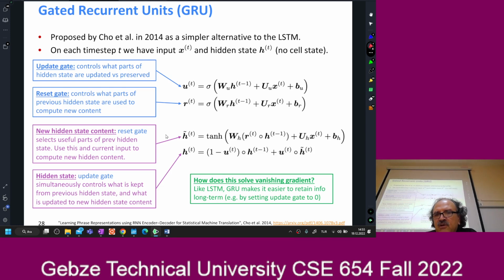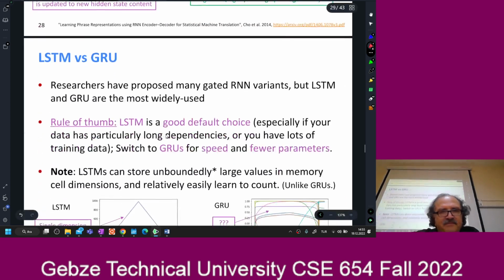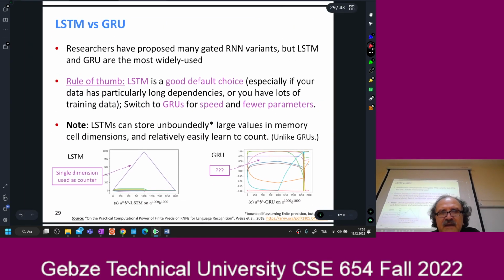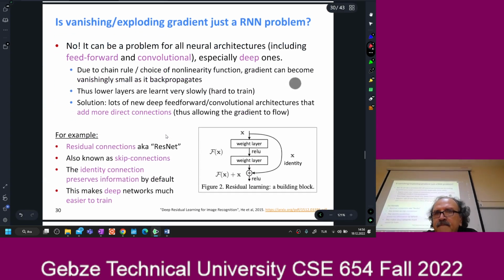Okay, so again, it helps with respect to addressing the vanishing gradients. And if you don't have much data, GRU is the logical step to start using before the LSTMs. Okay, rule of thumb is LSTM is a good default choice, especially if your data has particularly long dependencies. Switch to GRUs for speed and fewer parameters. Okay, good.